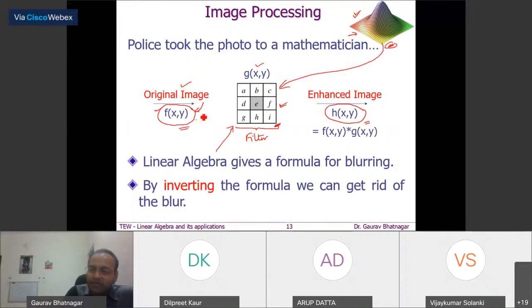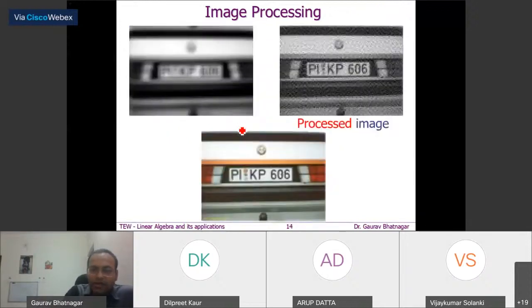Then I will just try to take the convolution of these two things. Since this is also a matrix, this is also a matrix, so it is nothing but the moving multiplication of a smaller image into the bigger image or bigger matrix. So by inverting that particular formula, we can always get the blur, and then we are going to have the enhanced information.